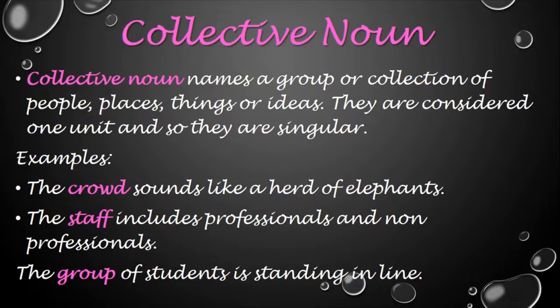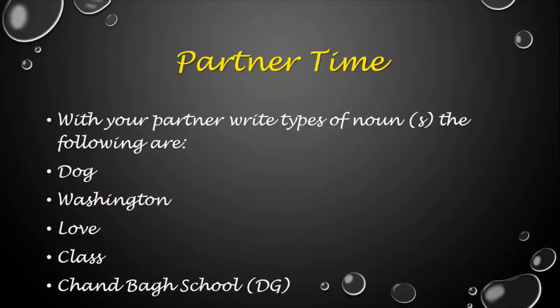Next, collective noun. Collective noun names a group or collection of people, places, things or ideas. They are considered one unit, so they are singular. We treat collective nouns as a singular subject. For example, the crowd sounds like a herd of elephants. Here crowd, it means that it is a group of people, so it's a collective noun. The staff includes professionals and non-professionals. Here staff is a collective noun. The group of students is standing in line. Here group is a collective noun. So these are the 5 types of noun.